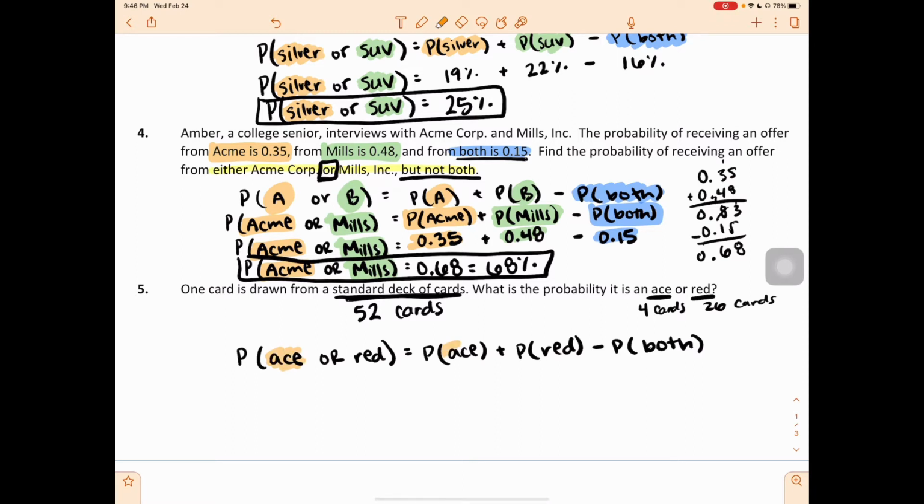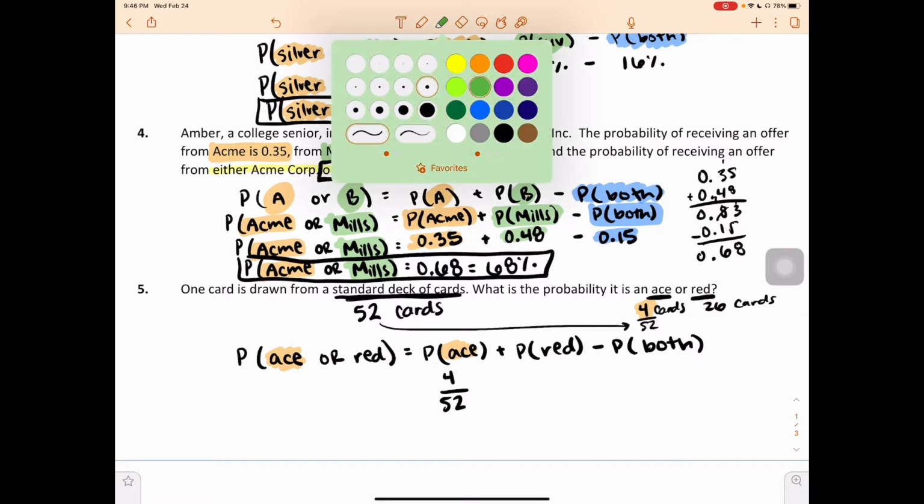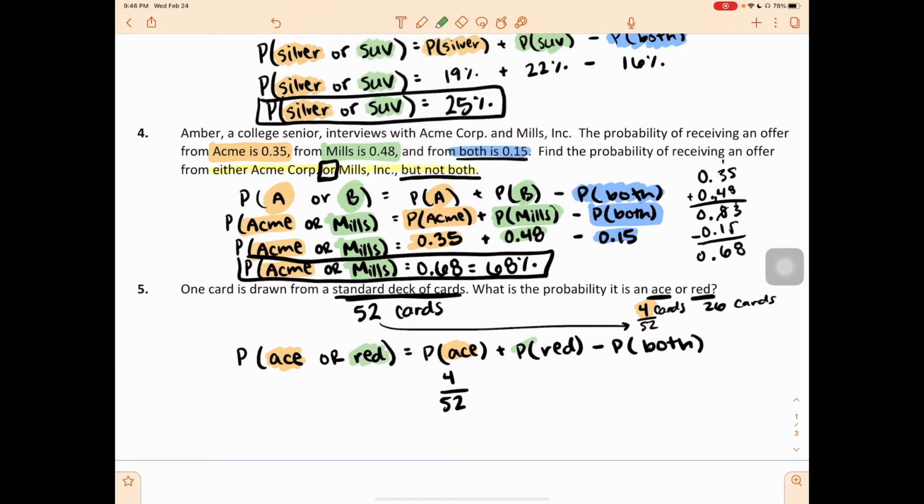So the probability of an ace is 4 cards, but specifically it's out of 52. That's why we had to know the total, right? It's not just going to be 4. 4 what? 4%? No, right? It's not percentage. So it's 4 out of 52 cards are an ace, okay? What about the probability of it being a red card? Well, 26 out of the 52 cards are red. So it'll be 26 out of 52.